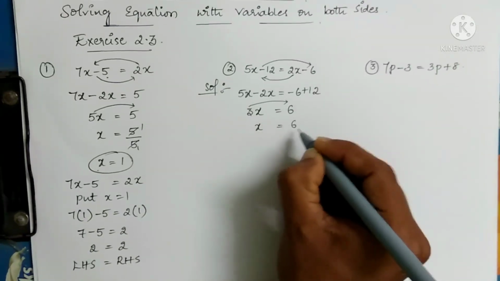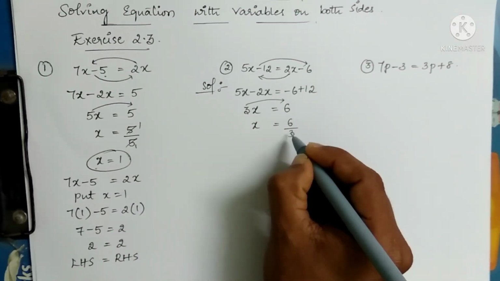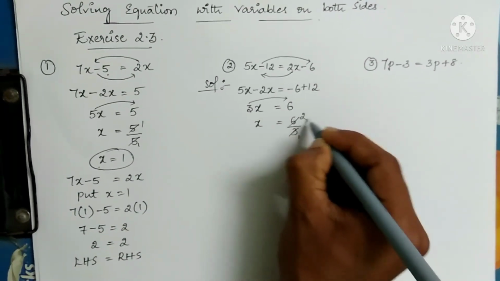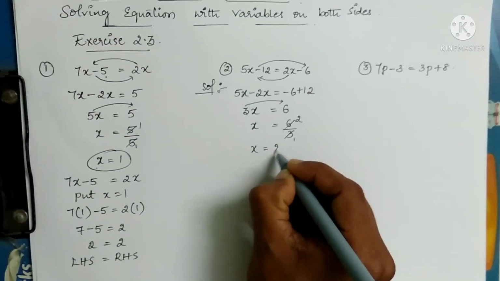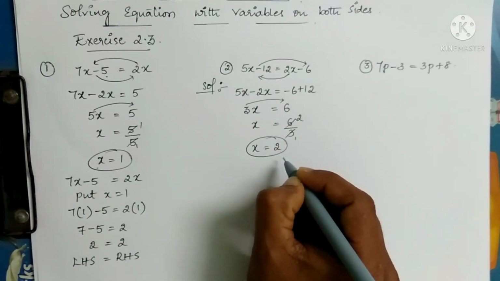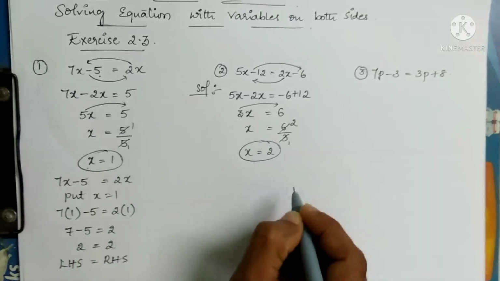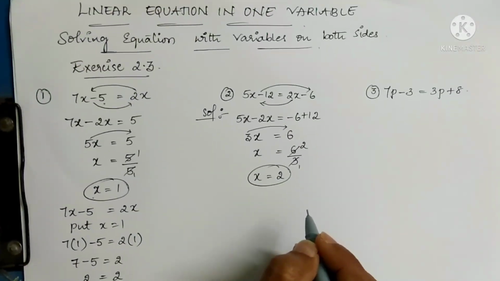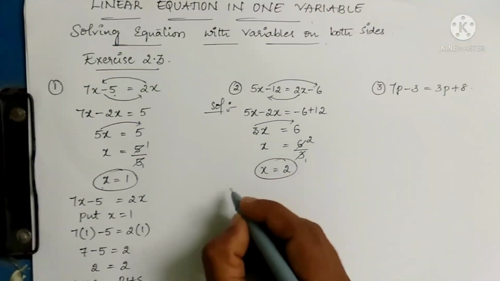x is equal to 6 by 3. So cancel this: 3 ones are 3, 3 twos are 6. So what is the value of x? x is equal to 2. So we have to check whether it satisfies the given equation or not.